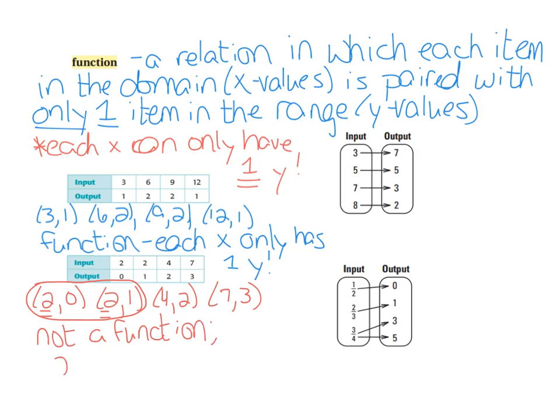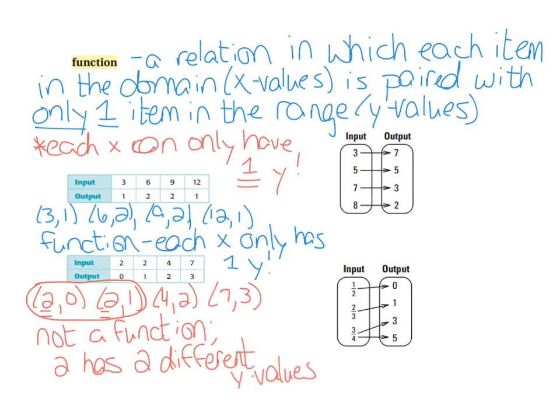because 2 has 2 different y values. Two is paired with 2 different y values. It's paired with 0 and it's paired with 1. So this is not a function. It's a relation, but not a function.